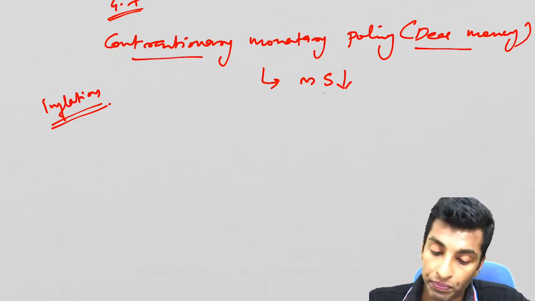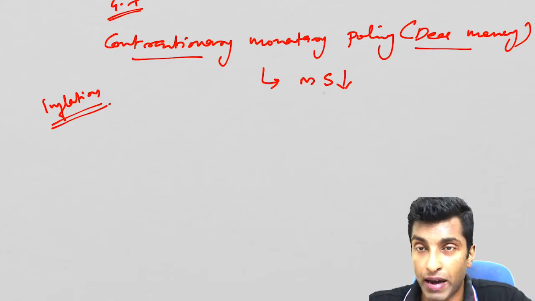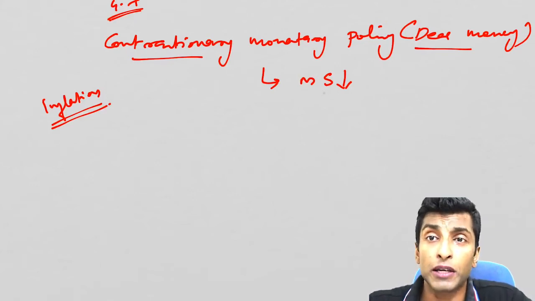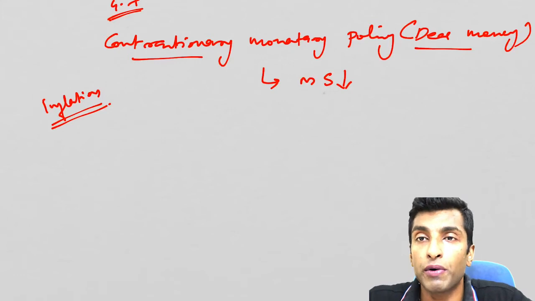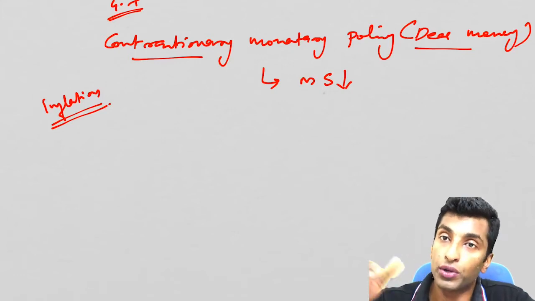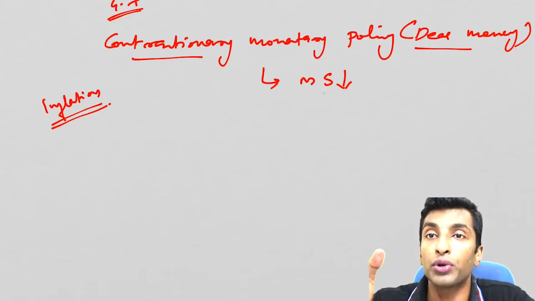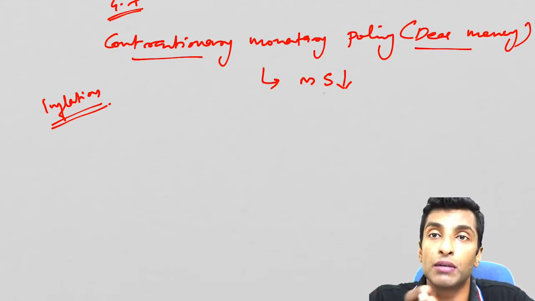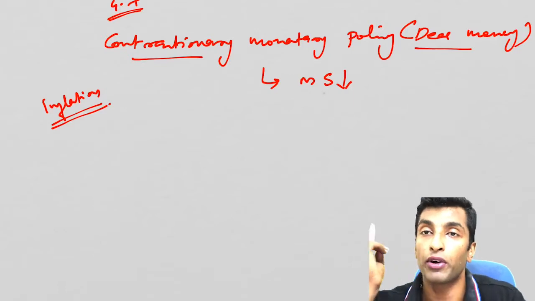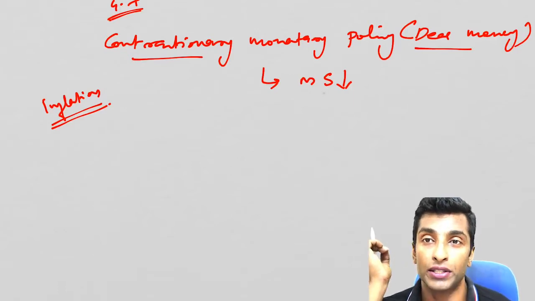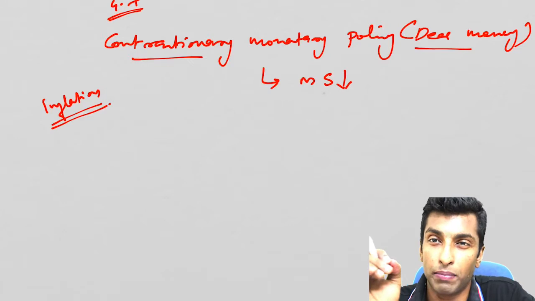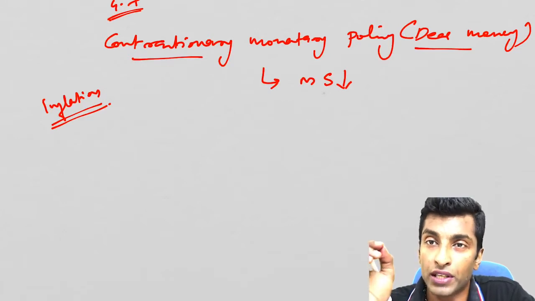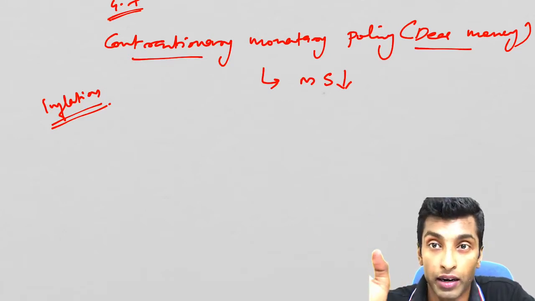So when inflation is there, why is inflation there? Because demand is there. Why is demand there? Because purchasing power is there. Why purchasing power? Because of more money supply. So how to control inflation? Reduce the demand. How to reduce the demand? Reduce the purchasing power. How to reduce the purchasing power? Reduce the money supply. So here contractionary monetary policies are followed to tackle inflation by reducing money supply. Any measures which reduce money supply will come under this.